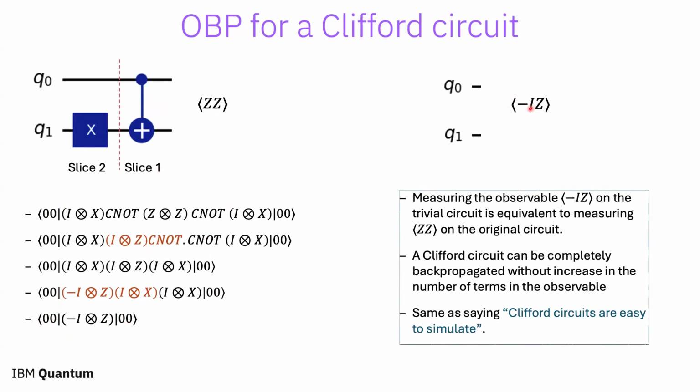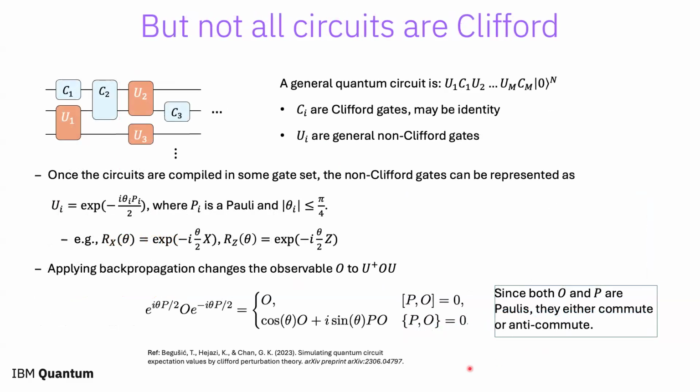I want to calculate the expectation value of minus IZ on the trivial circuit, which is 0, 0. So instead of doing this, I can do this. These two are the same. Now, this is a Clifford circuit, so it was easy to backpropagate the entire circuit without any extra overhead. And this is the same as saying that Clifford circuits are easy to simulate. But not all circuits are Clifford, right?